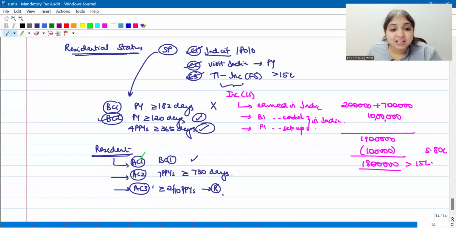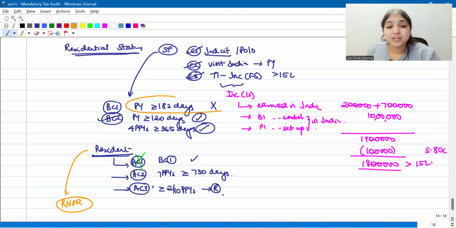So which means additional condition 1 is not fulfilled. Even if one additional condition is not fulfilled, assessee becomes RNOR. So, in the second part of my situation, assessee is RNOR. Why RNOR? Resident, you understood. One additional condition is not fulfilled. Basic condition 1 is not fulfilled. So, first additional condition is not fulfilled. So, therefore, your assessee becomes an RNOR.